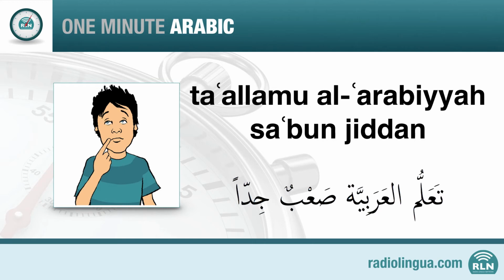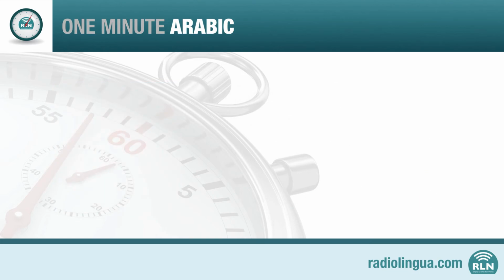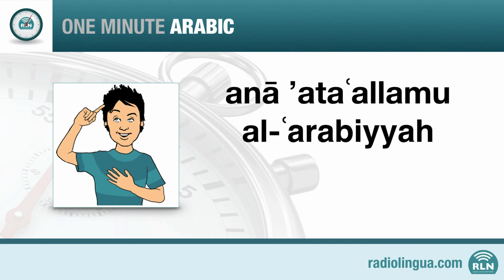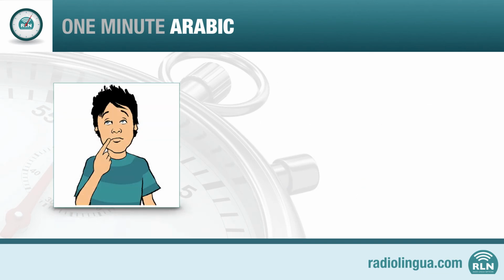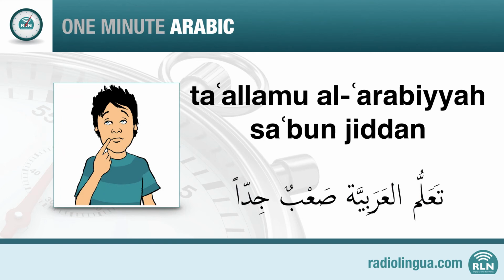Now, here's a real challenge for you. Try to put both phrases together, and Murad will say this slowly so that you can hear how to say I am learning Arabic. Learning Arabic is quite difficult. أنا أتعلم العربية. تعلم العربية صعب جدا.